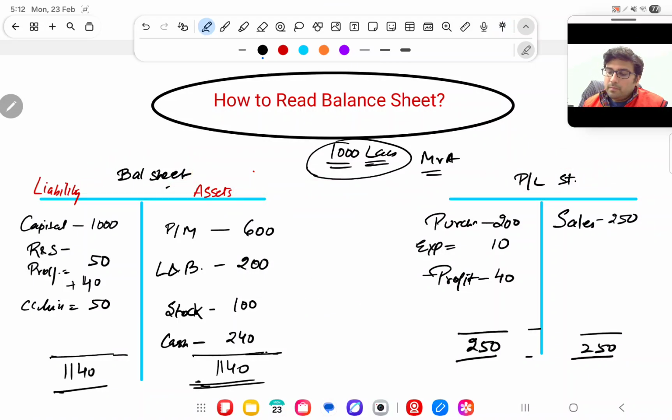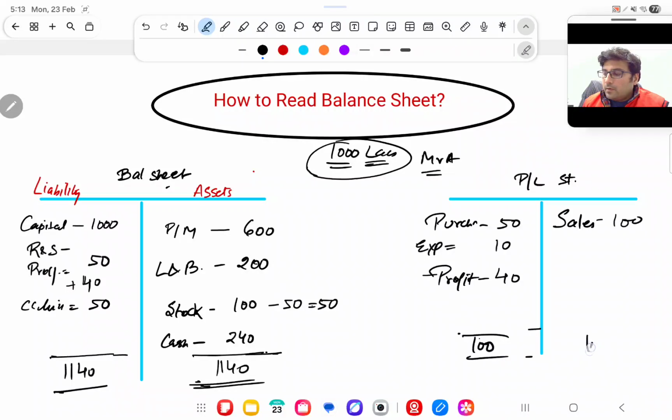Now it may so happen, just take another example to make it clear, that the company has purchased and sold goods worth 50 for, let's say, 100 lakhs. Okay, the purchase price was 50. Now they are left with only 50. Expenditure, let's say another 10 they have incurred, and now the profit is 40. Okay, now what will happen?